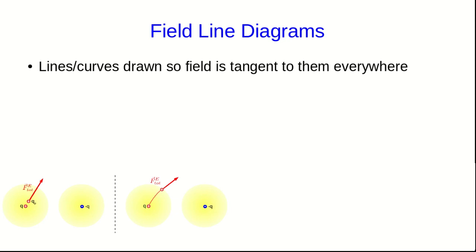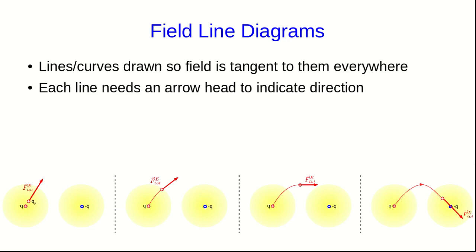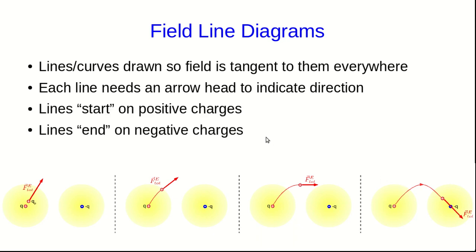In any case, I continue moving it in the direction of the electric force, tracing out a line as I go. In the end, I have to add a little arrowhead onto the line so that it indicates the direction that the line is pointing, so that someone looking at this knows that the field, which is tangent to the line everywhere, would, for example, at this point point this way, not back this way. Every line starts on a positive charge and ends on a negative charge.